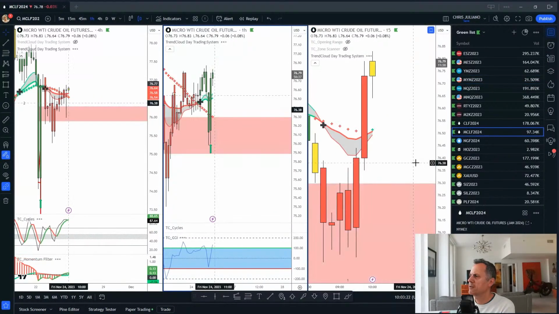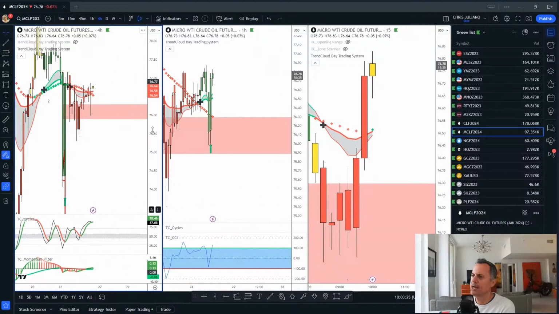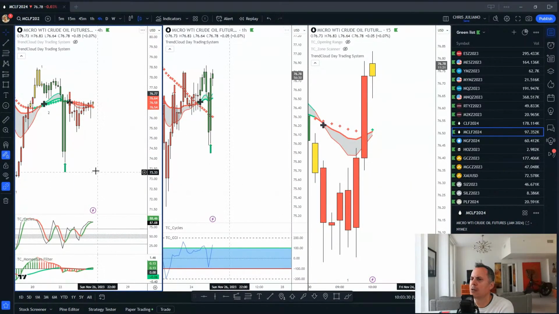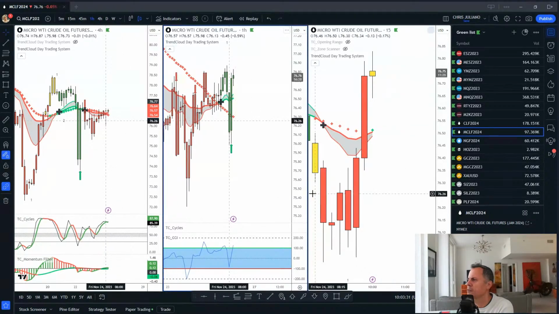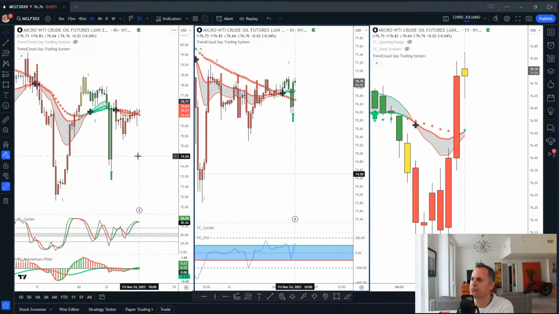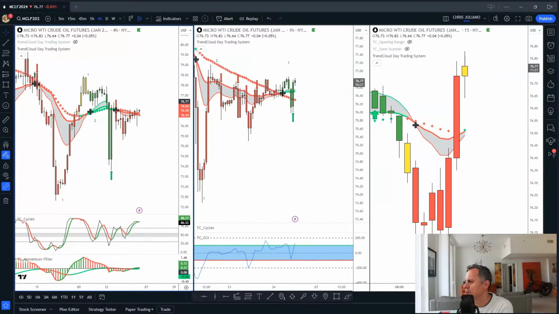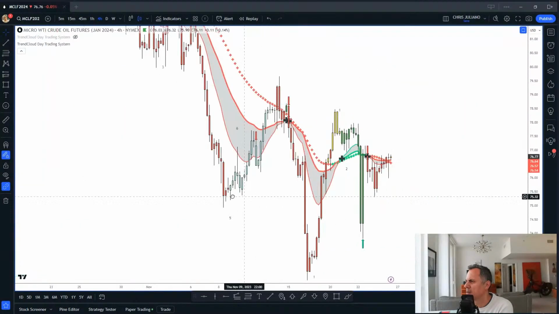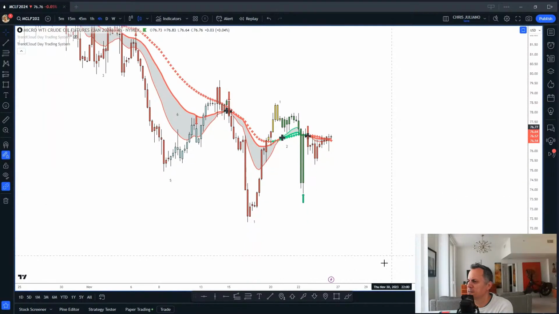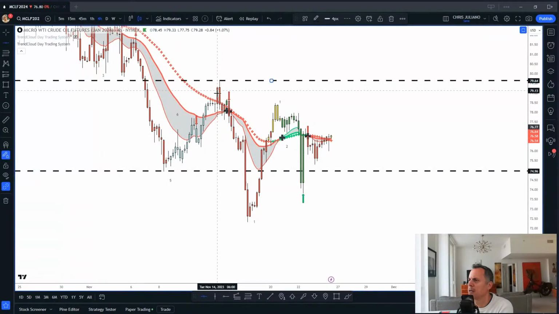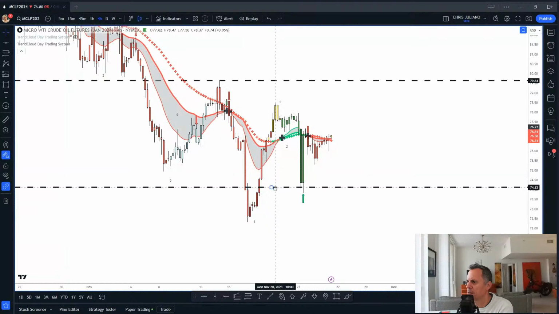Oh, crude oil. Let's take a look at crude oil and see what's going on. Wow, look at this. All right, let's get rid of all this, and let's take a look at crude oil here. Crude oil, high time frame chart. Let's follow some price action. Swing low, swing high, breaks below. Pull this down to here, right?